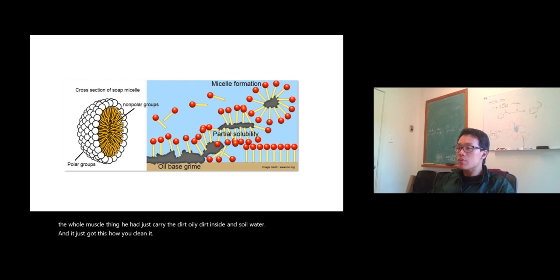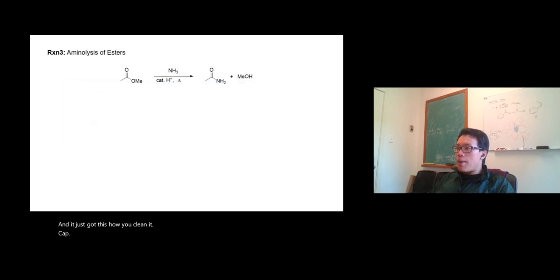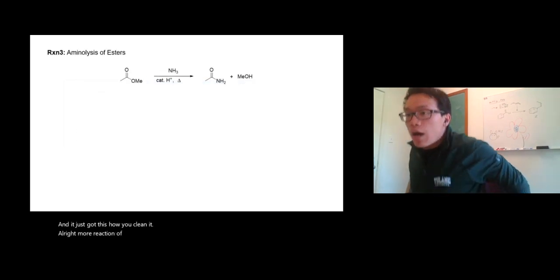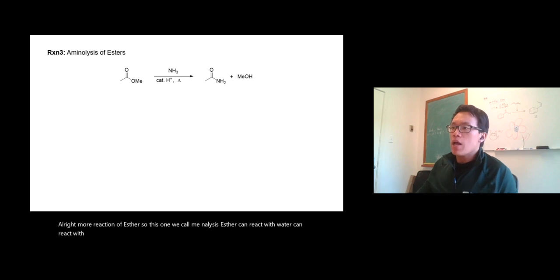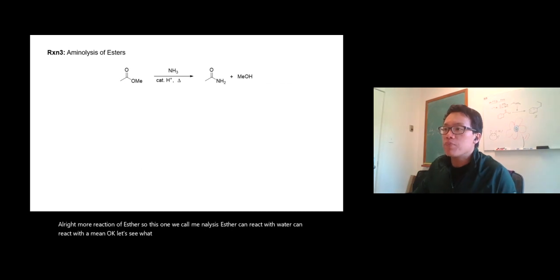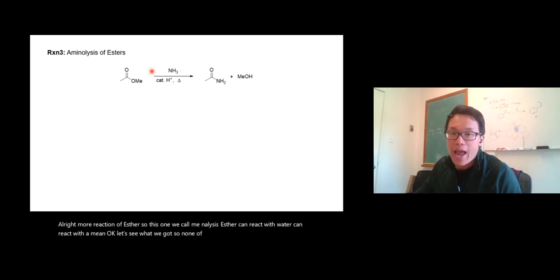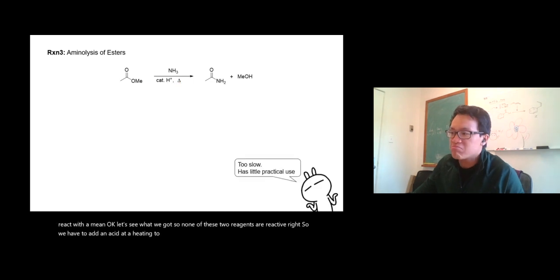Okay. All right. More reactions of ester. So this one we call aminolysis. Right? Ester can react with water, can react with amine. Okay. Let's see what we got. So none of these 2 reagents are reactive. Right, so we have to add an acid, add heat to it. And the acid has little use here. It doesn't really do anything.